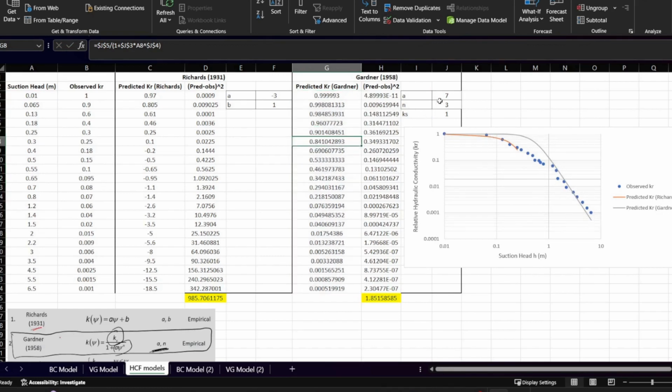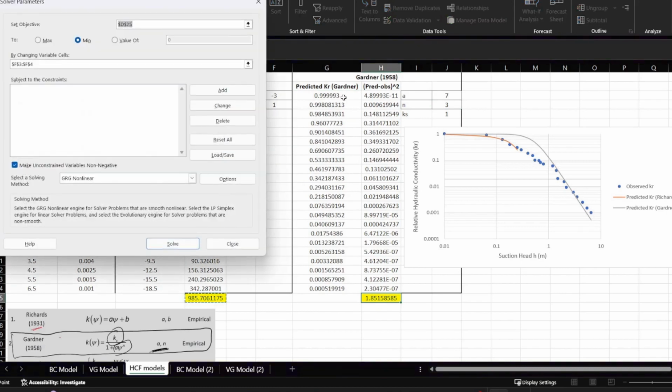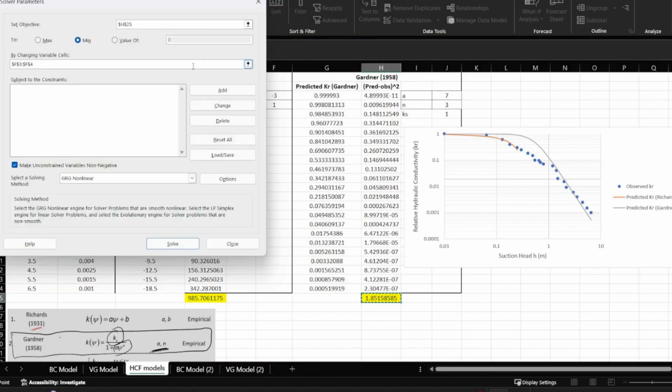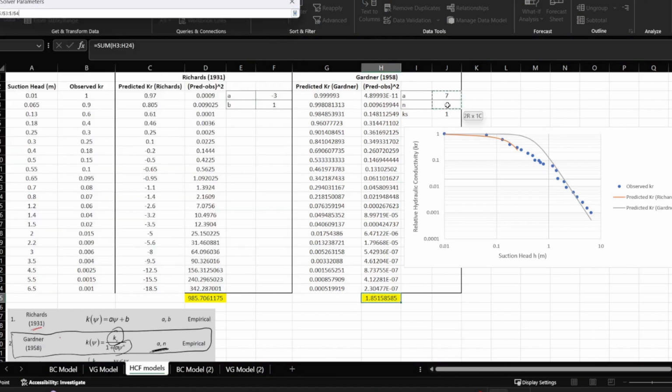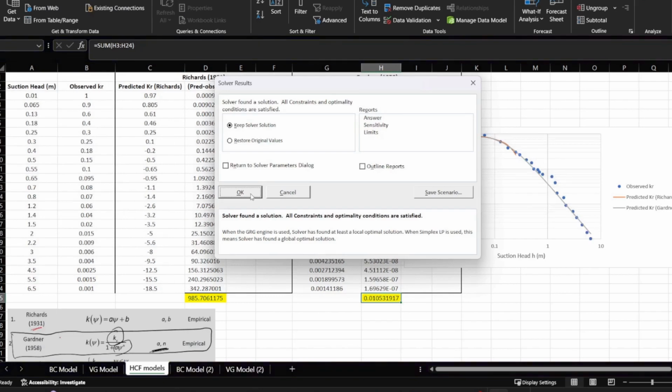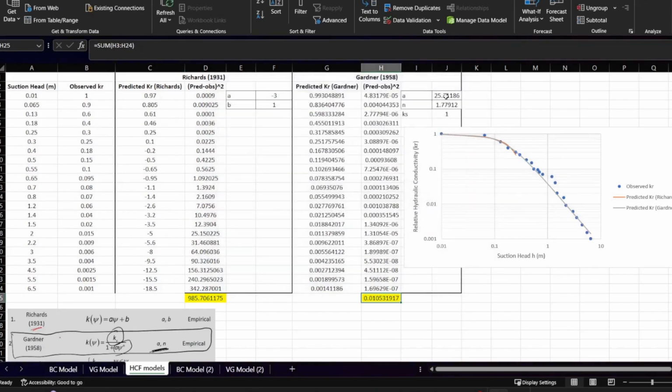Now we need to optimize these fitting parameters. So for that we'll need to use the solver. In the solver we will provide that we need to minimize this error, and for that we will need to vary these two values. Fine. And then if you click on the solver, it says that the value of a comes out to be 25 and n 1.77, and now this model fits very well to the experimental data.